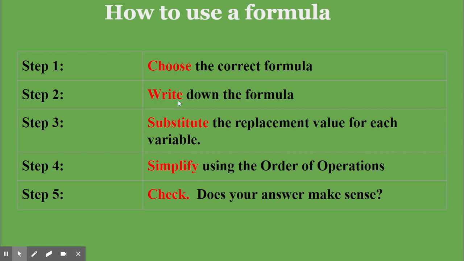Step 2, you need to write down the formula. You need to do that every single time. If you don't write down the formula, then it's hard to know what to put where and it's easier to make mistakes. Step 3, substitute the replacement value for each variable. And when you do that, you need to put each value in parentheses. Step 4, simplify using the order of operations, which we will go over on the next slide. And step 5, you want to check and make sure your answer actually makes sense to you. And that's it.